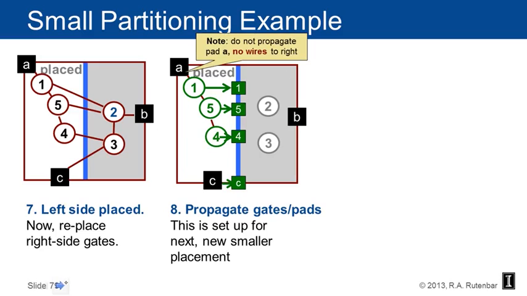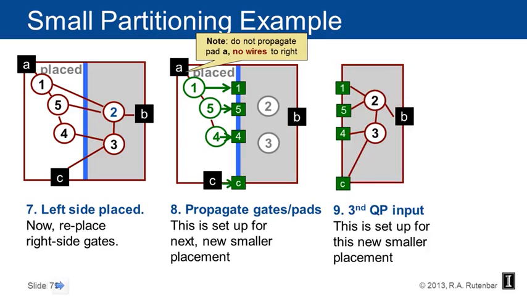I will note that pad A didn't go anywhere. We didn't slide it over. Why not? Pad A has no wires that go to the right-hand side. It does not need to be represented in the containment problem on the right-hand side. So what do we get? We get this new, smaller, right-hand side quadratic problem. Has pseudopads 1, 5, 4 on the left, and real pad C, but slid to be a pseudopad at the bottom.